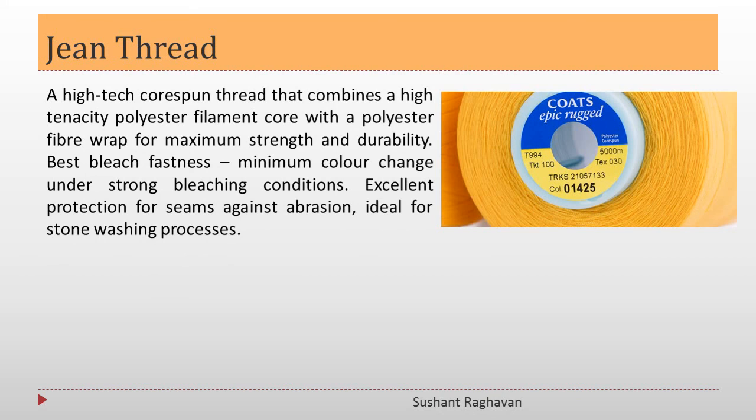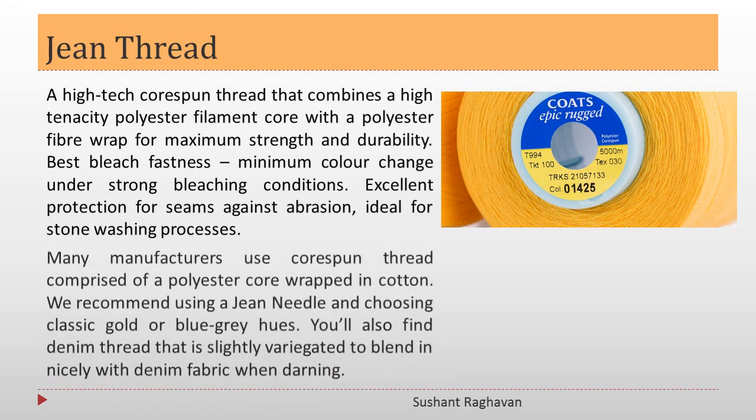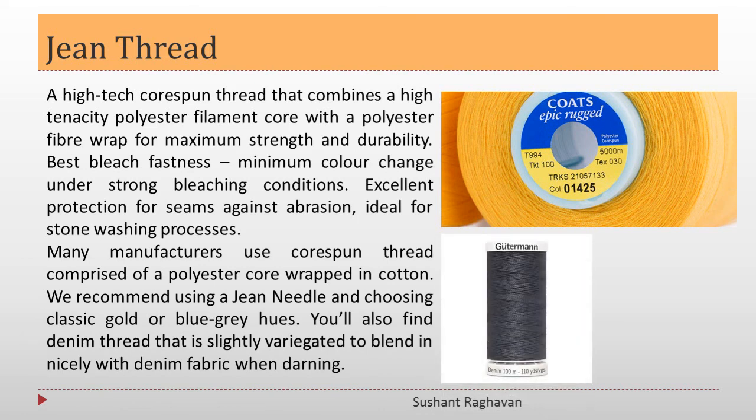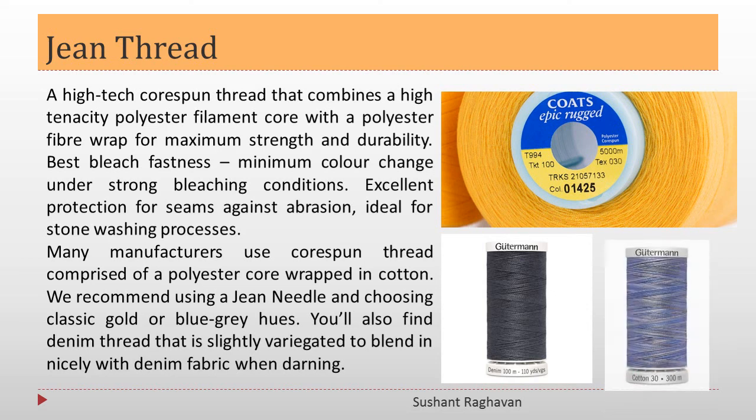Jean thread. A high-tech corespun thread that combines a high-tenacity polyester filament core with a polyester fiber wrap for maximum strength and durability. Best bleach fastness, minimum color change under strong bleaching conditions, excellent protection for seams against abrasion, ideal for stone washing processes. Many manufacturers use corespun thread comprised of a polyester core wrapped in cotton. We recommend using a jean needle and choosing classic gold or blue-gray hues. You will also find denim thread that is slightly variegated to blend in nicely with denim fabric when darning.